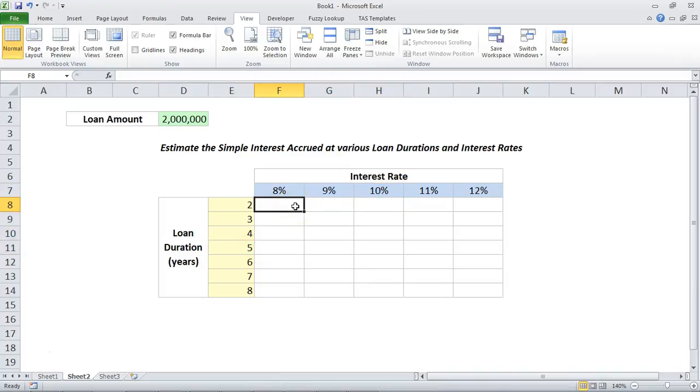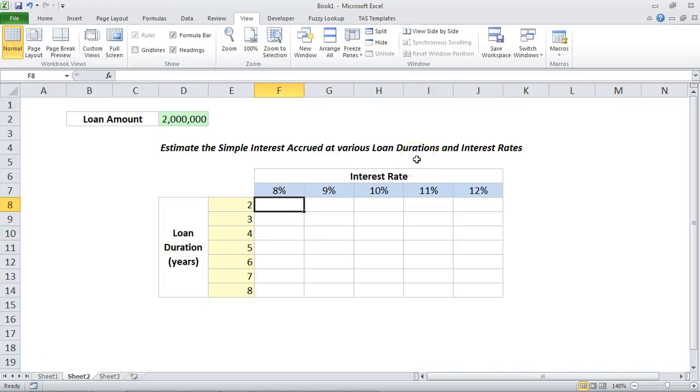If we write formulae that do not use cell references, we would have to write a separate formula for each cell in this table. For example, the formula for the first cell would be equal to 2 million multiplied by 2 years multiplied by 8%. The second cell would be equal to 2 million multiplied by 3 years multiplied by 8%. And we would have to repeat this for each cell in this table. Now let's see how we can use cell references to write one formula and copy it to the entire table.